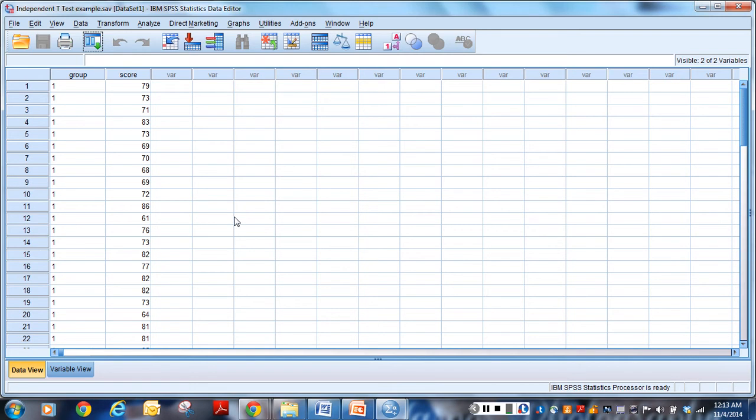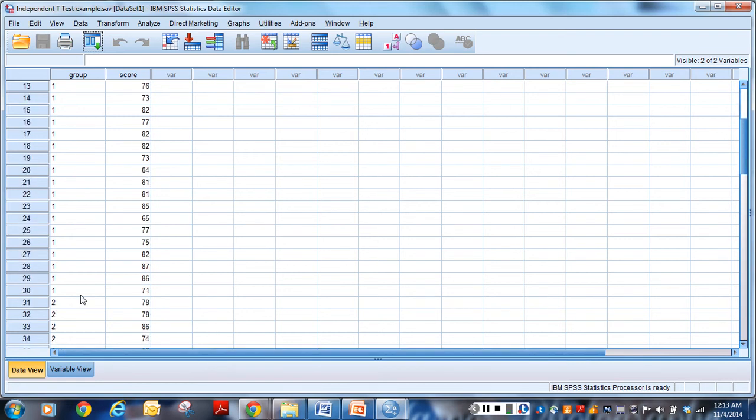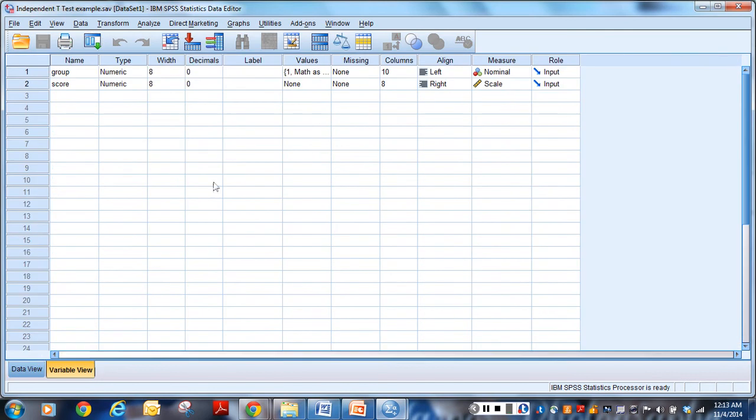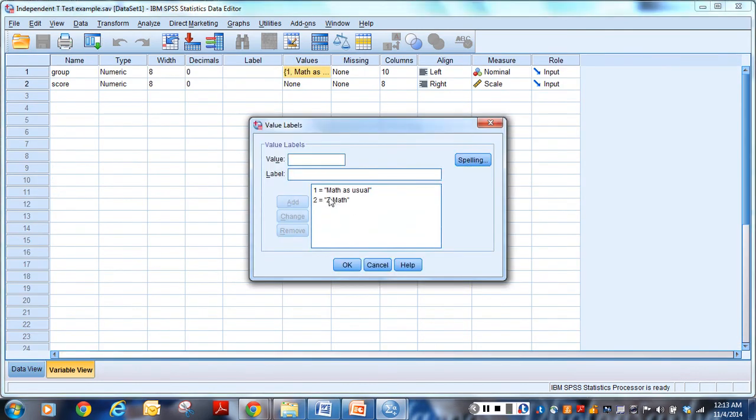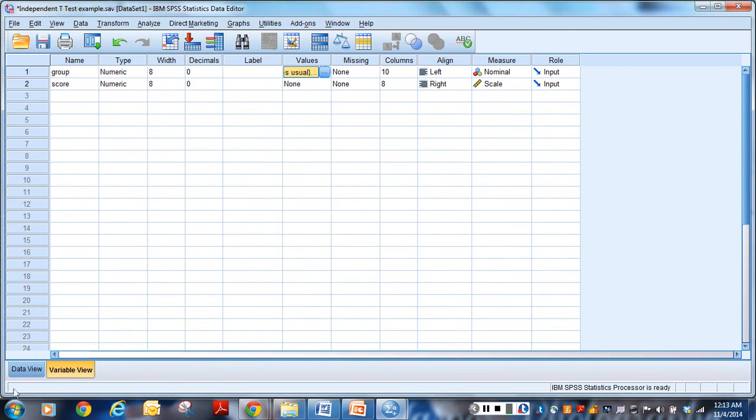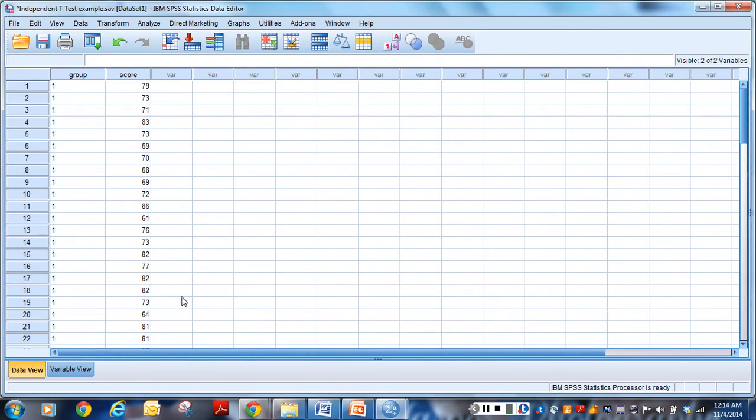So first thing, let's check for normality, and this is one way that we can check for the normality of 2 groups. Remember, you have 2 groups here. Let's go back and look at the variable view. Group 1 is the control group. Group 2 is the treatment group, ZMath. So the first thing I want to do is check for the normality of group 1, my control group.